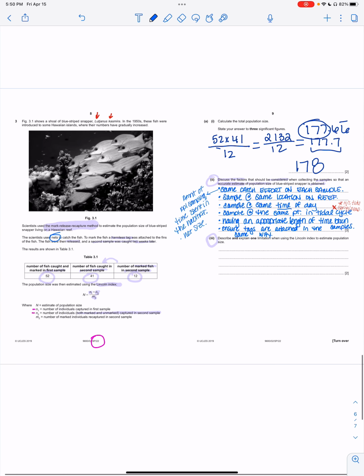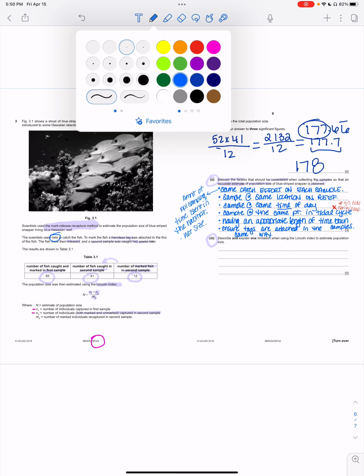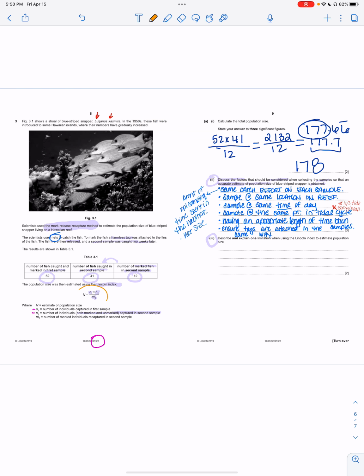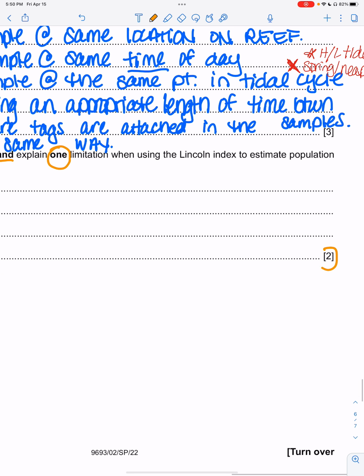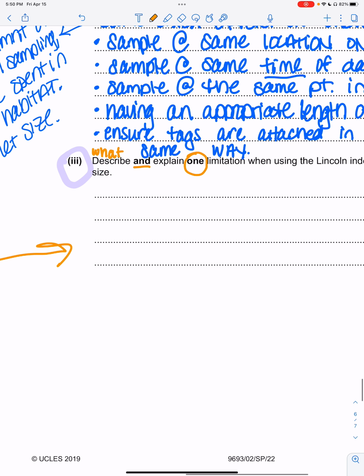Okay, and then considering this formula for the next question. Describe. So describe again, the basic command word is what? And to get that second mark, they just said one, you got one shot at this, 2 marks. So for the 2 marks, you need to describe and you need to explain. So describe and explain. So that's what, and then why or how.